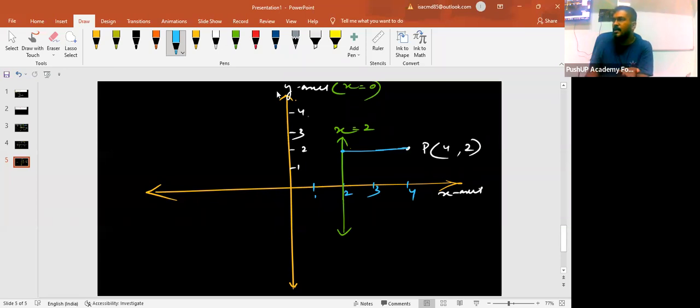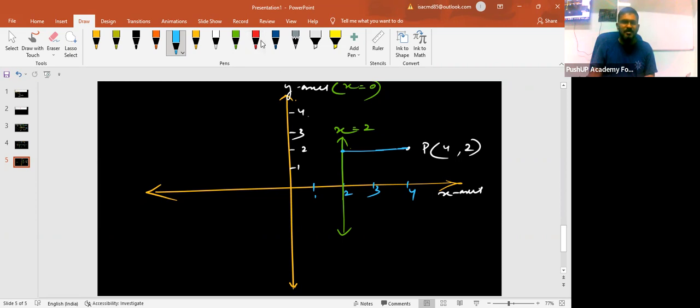In this case, which is the line of reflection? X is equal to 2, right? So whatever is the distance of point P to the line of reflection, the same will remain from the line of reflection to its image. Can you all tell me how much is the distance in units? 3 units? Sure.